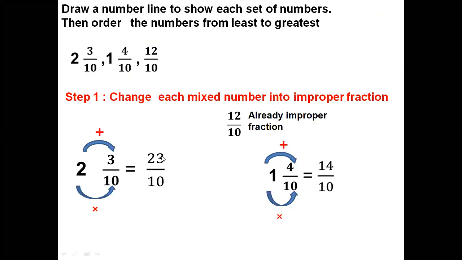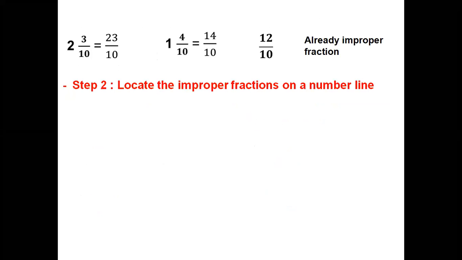If you change them to improper fractions, you get 23 over 10 here, 14 over 10 here, and 12 over 10 here. We can easily figure out the smallest one. Since it's 10, 10, 10, look at the numerators: 14, 12, 23. 12 over 10 is the smallest, then 14 over 10, and the greatest one, 23 over 10. But we need now to draw this on the number line.